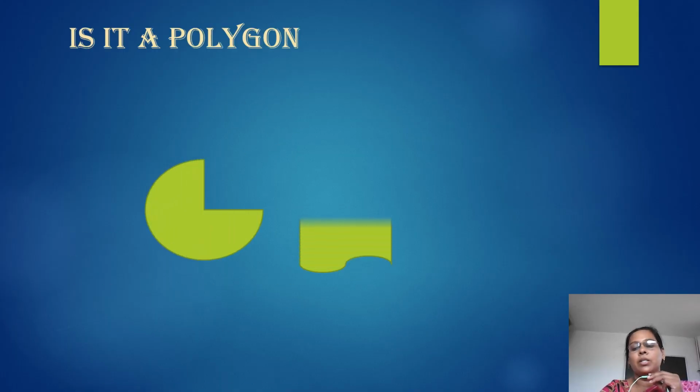See the next figures. These are closed figures, but see this side for this figure and this one for the other figure, those are curves. These are not line segments. All three are curves and that's why it is not made up of line segments, and that's why these two figures are not polygons. In this way you can check the criteria for a polygon and decide whether it is a polygon or not.